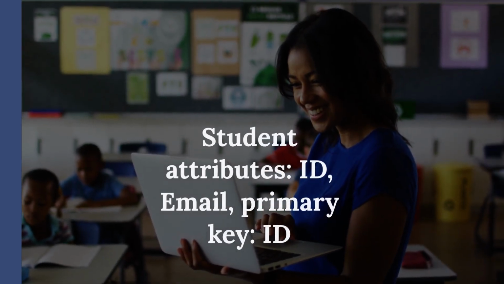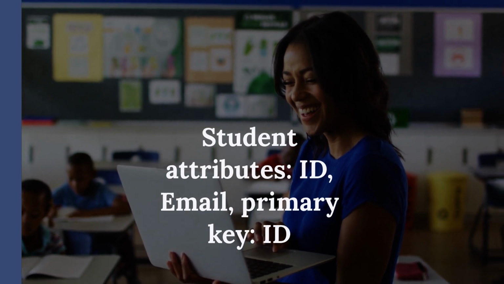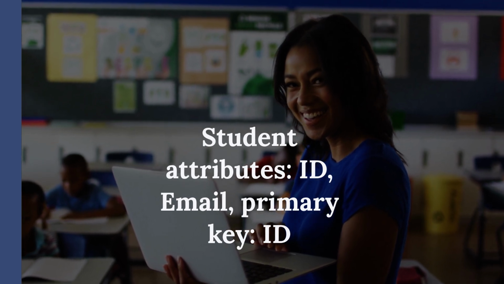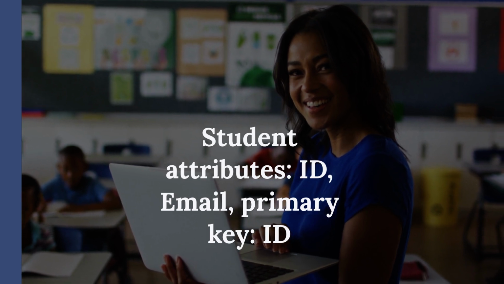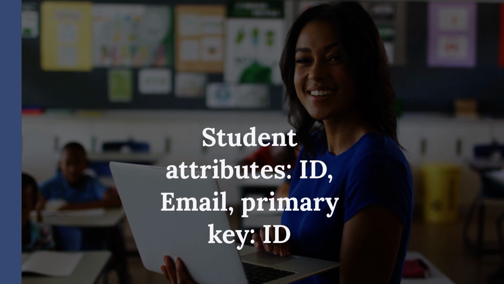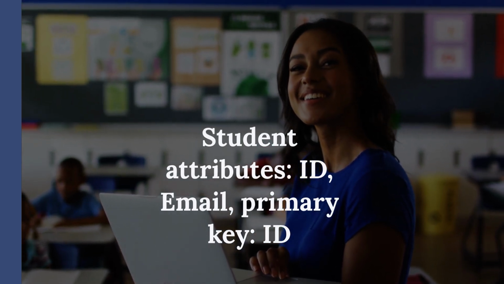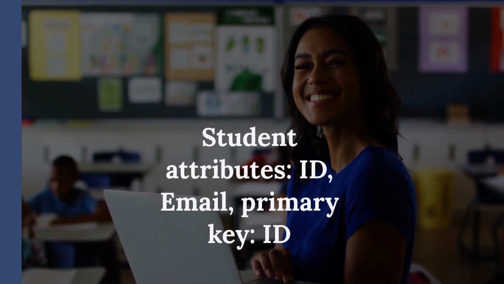Student attributes include student ID and email, with student ID as the primary key. Course attributes feature course ID and credits, with course ID as primary. Instructor attributes have instructor ID and department, with instructor ID as primary. Enrollment attributes include enrollment ID, linking students and courses. Understanding these attributes is crucial for data clarity.